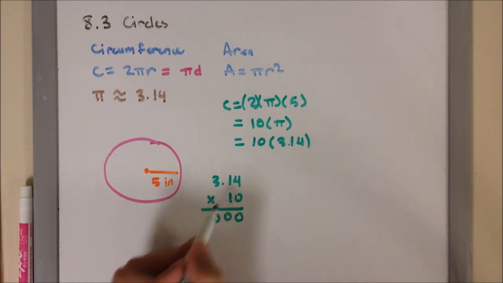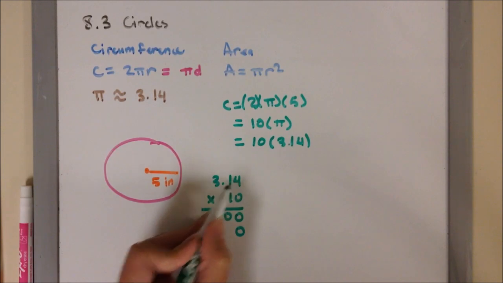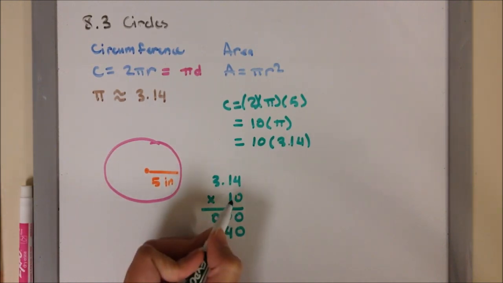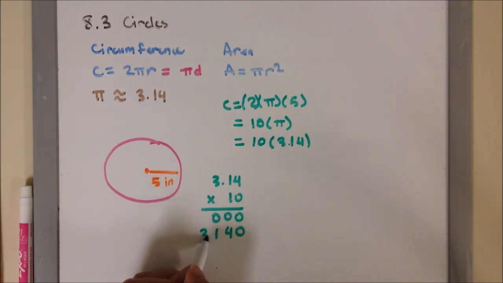Now I'm working on my 1. So I'm going to skip a space or add a 0 here. 1 times 4 is 4. 1 times 1 is 1. 1 times 3 is 3. So I finished multiplying with my numbers. I'm going to combine them. So 0, 0, that's 0. 0 and 4, that's 4. 0 and 1, that's 1. And then 3.